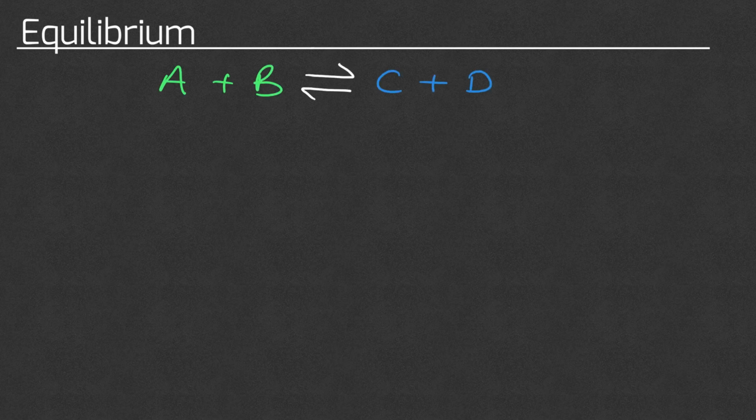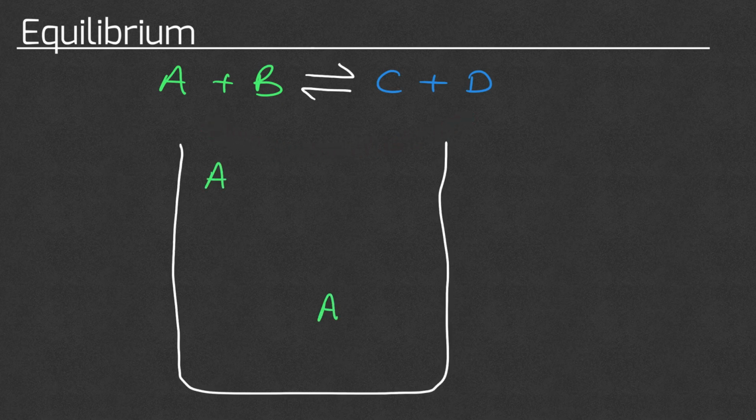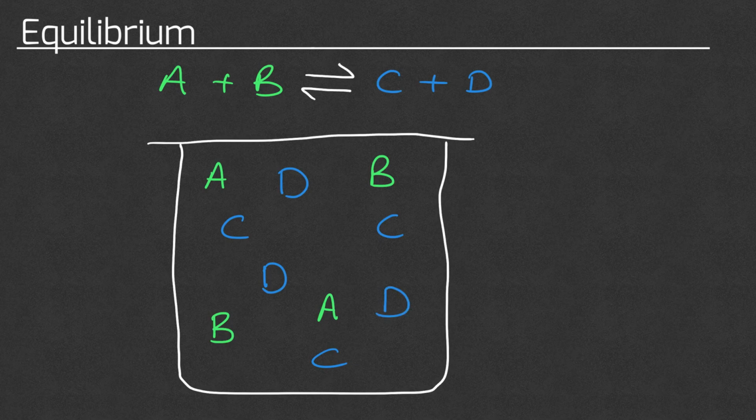So let's look at a general equilibrium, A and B reacting together to make C and D. Now remember, C and D can also react together to make A and B again. So in our closed reaction vessel, you can see we've got some A and B chemicals and some C and D chemicals. Now it doesn't matter that we've got different amounts of each, you won't always have the same numbers of each at equilibrium, but we're going to look at what happens now we can say this is at an equilibrium.